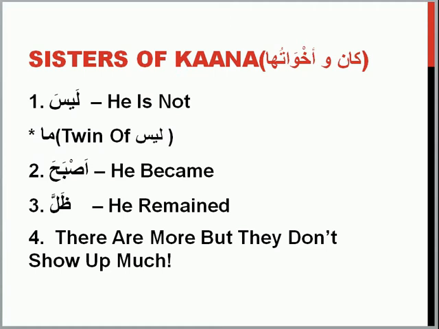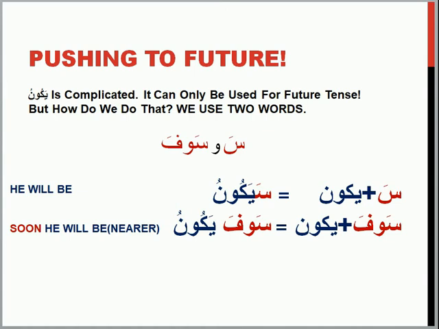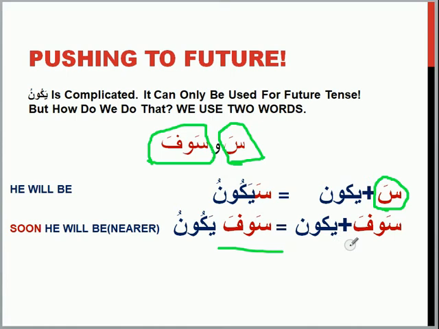So to do that, we need to know how to do future tense, which does not exist. So we need the help of two words. Those are called sa and saufa. Both of them mean in the future. However, saufa is a near future. That means very soon it will happen. And sa can take its long time. It can take its sweet time. But saufa means okay, it's closer than sa.